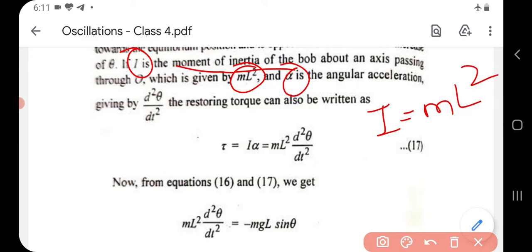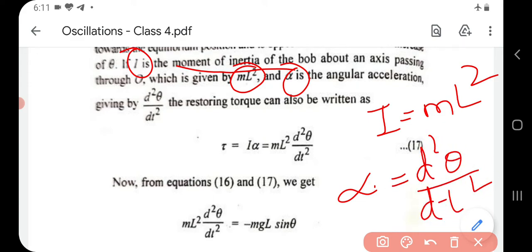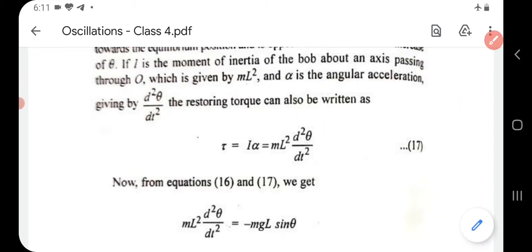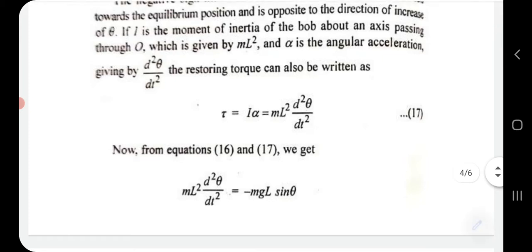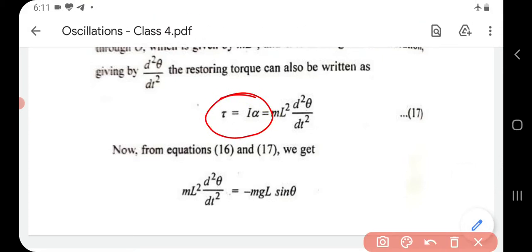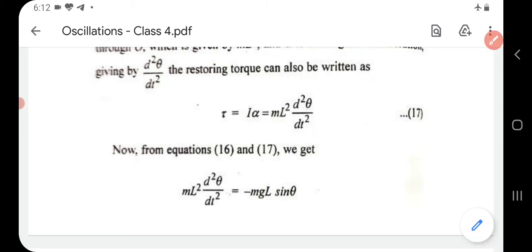And let alpha be the angular acceleration, given by d square theta by dt square. Then the restoring force can again be expressed using another expression, that is tau equal to I alpha, where moment of inertia is ml square and angular acceleration alpha is d square theta by dt square. Now you just compare equation 16 and 17.